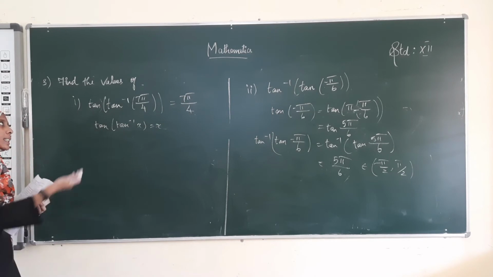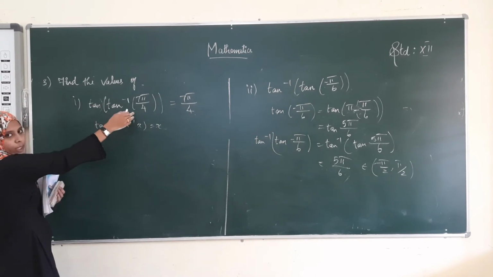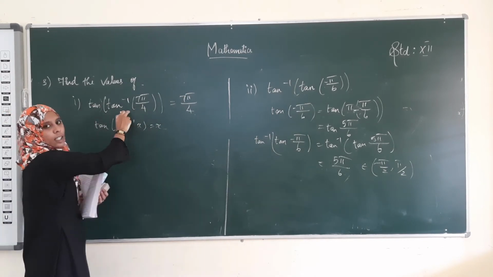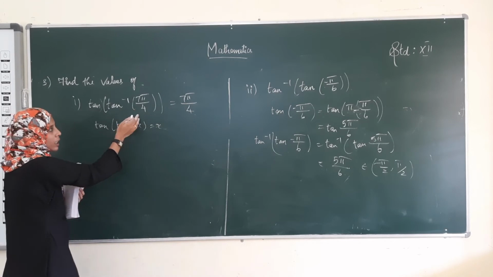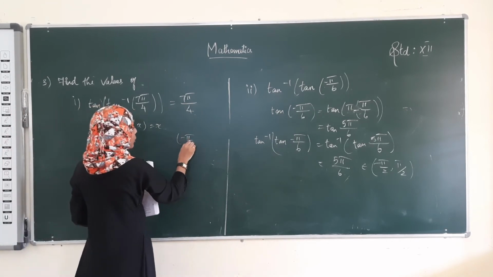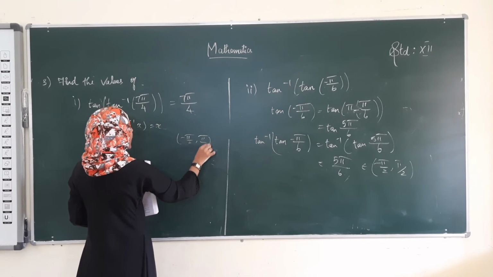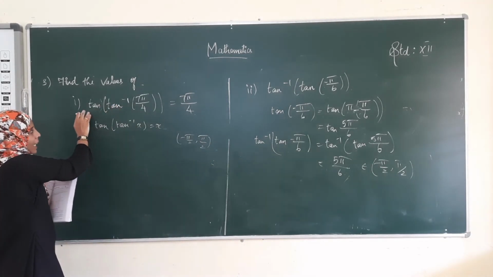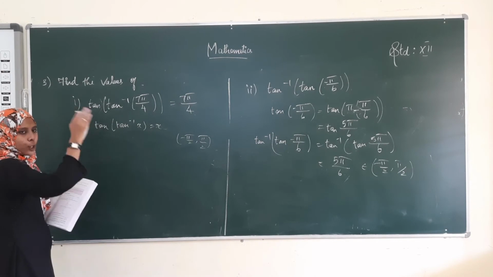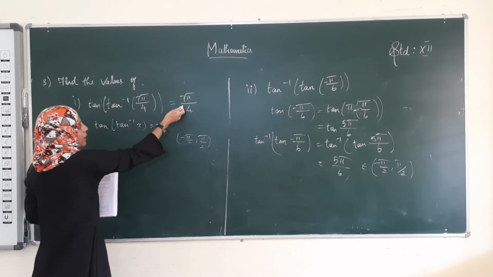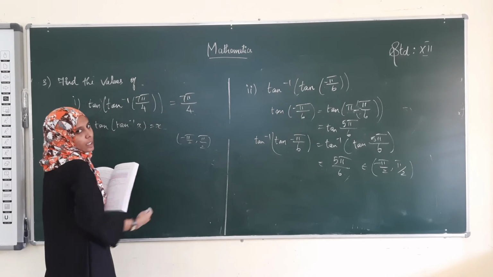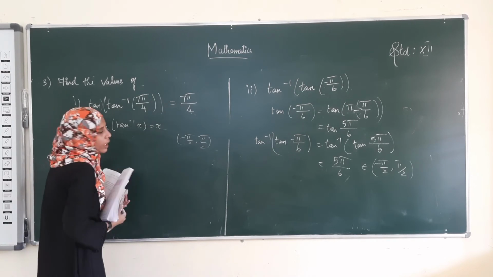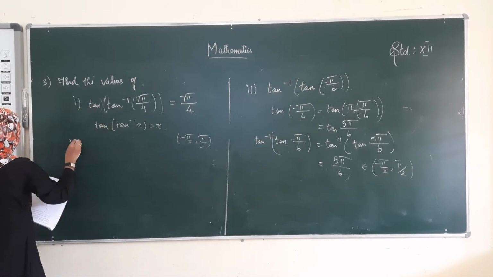If they have given it as tan inverse of 7 pi by 4, then we have to change the value, we have to get the values between minus pi by 2 comma pi by 2. But see here, on the outer side they have tan. Therefore, tan's range is from minus infinity to infinity. Therefore, there is no problem of restricting the values. Okay. Next one, what's the second subdivision?